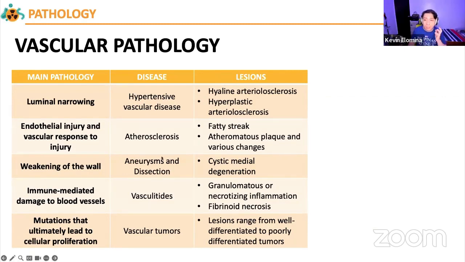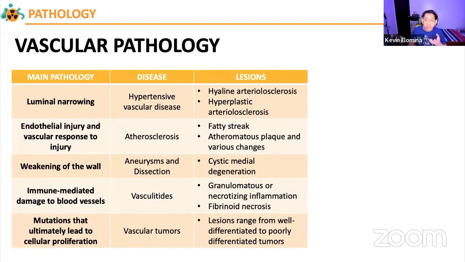Now, remember that the plaque can undergo acute plaque change, and that can cause your abrupt cessation of your blood flow, and that explains why you have acute coronary syndromes. Yun yung kanyang significance. Now, if you have weakening of the wall, from various causes, then you can have aneurysms, which is a dilation of your vessel, or a dissection wherein you have an intimal tear and the blood dissects through the vascular wall.